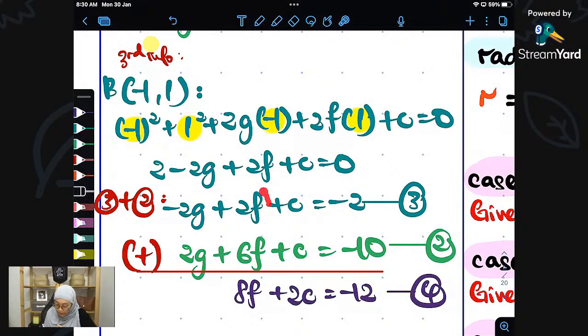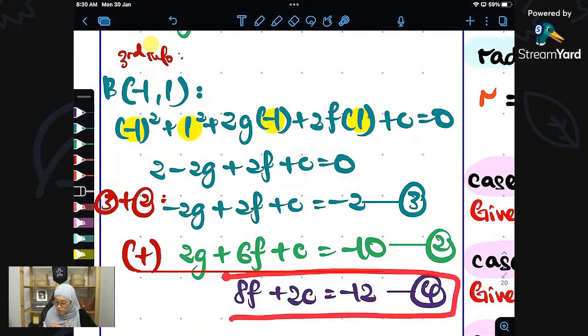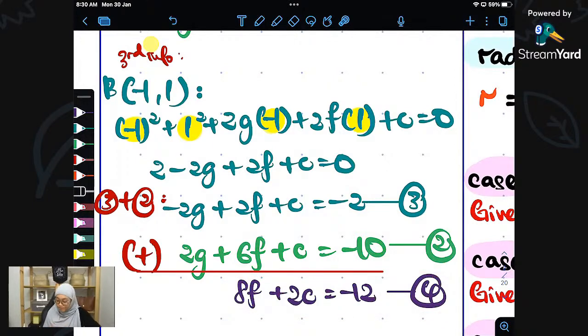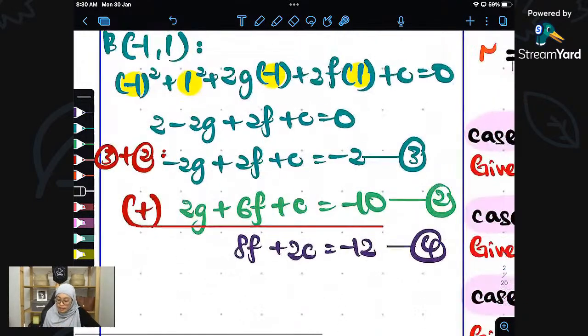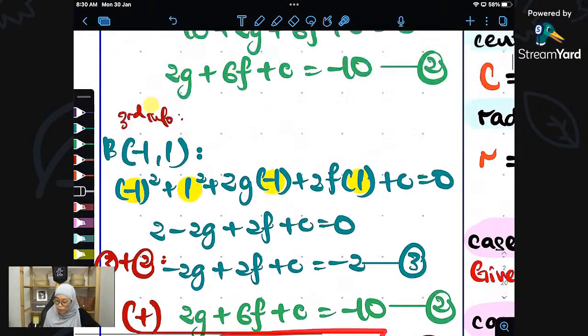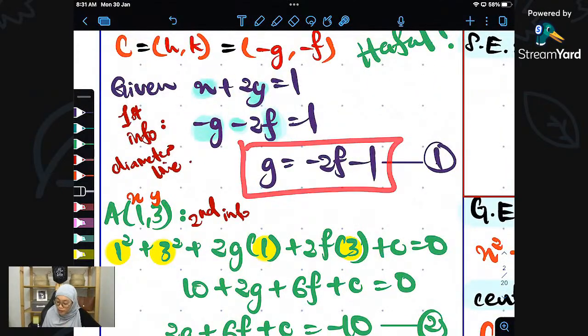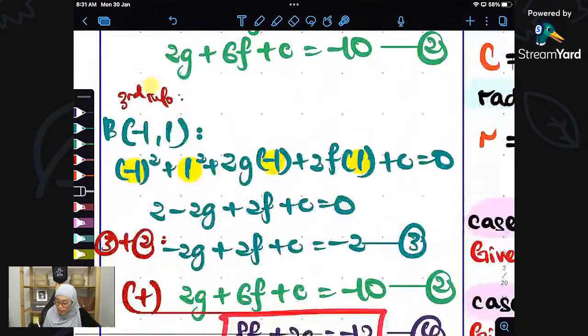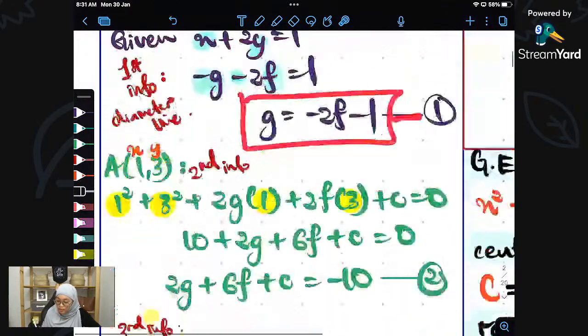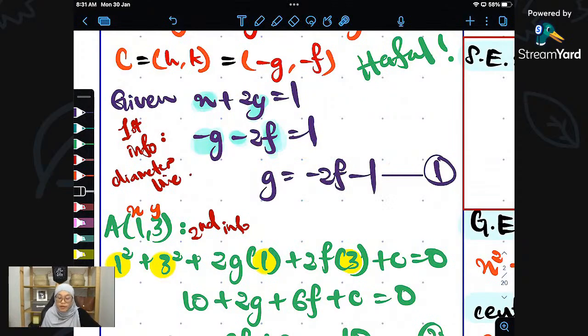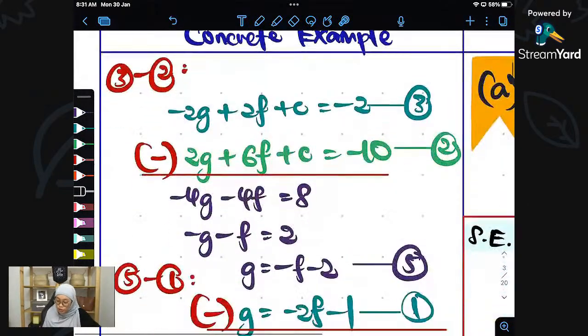Okay, so 2F plus 6 is 8. C plus C is 2C. All right, and here goes negative 2 plus negative 10 is negative 12. So I got a new equation. I label it 4. And then there is not enough information here. If you see this equation 4, we cannot even compare it with equation 1, because it doesn't have the same letters. This is C, this is G, so we cannot compare it. So what we can do is we try again.